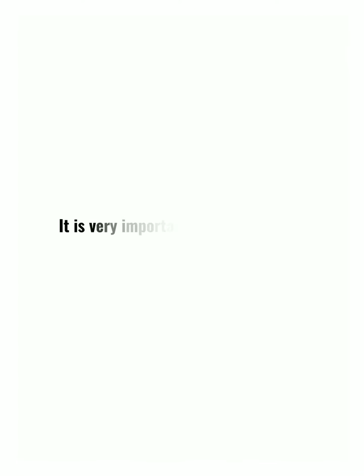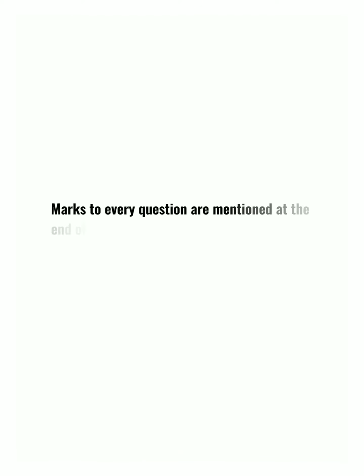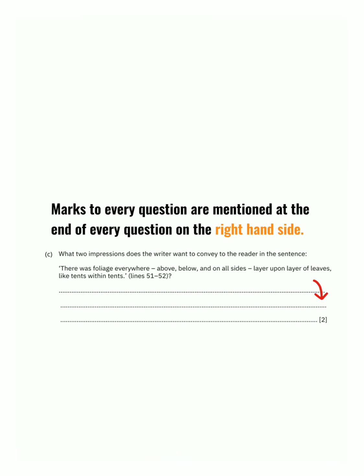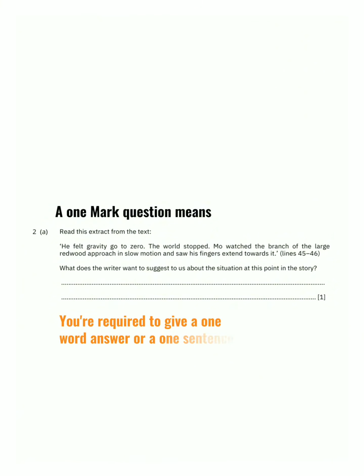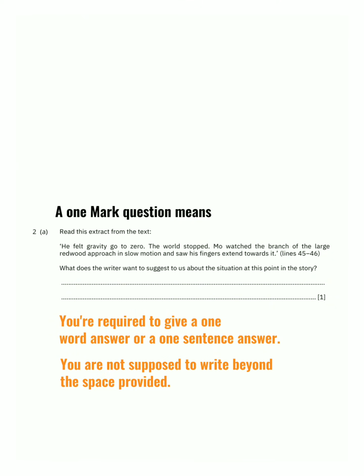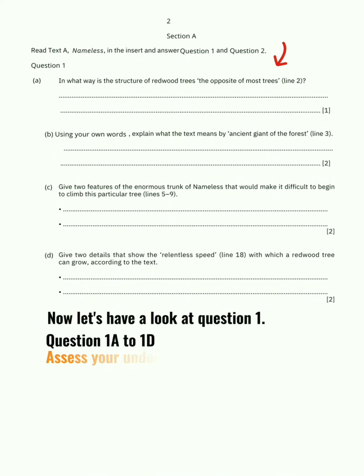It is very important to understand the mark scheme. Marks for every question are mentioned at the end of every question on the right-hand side. A one-mark question means you're required to give a one-word answer or a one-sentence answer. You are not supposed to write beyond the space provided. Now let's have a look at Question 1. Questions 1A to 1D assess your understanding of explicit meaning.